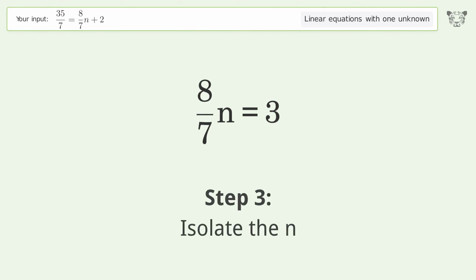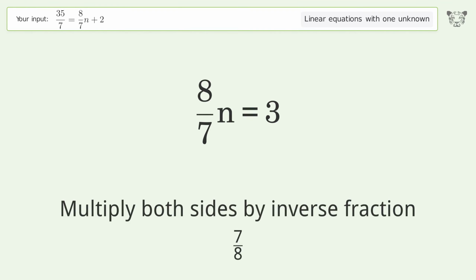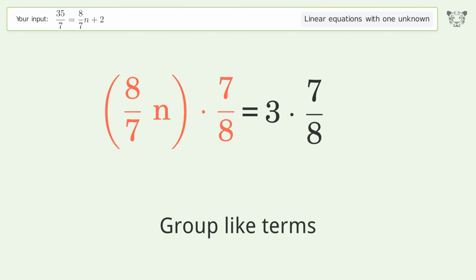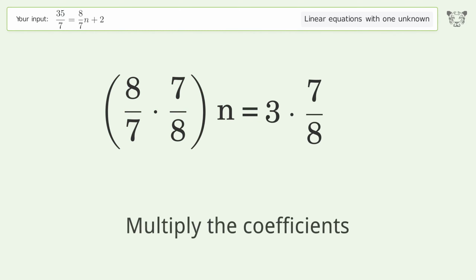Isolate the n. Multiply both sides by the inverse fraction 7/8. Group like terms. Multiply the coefficients.